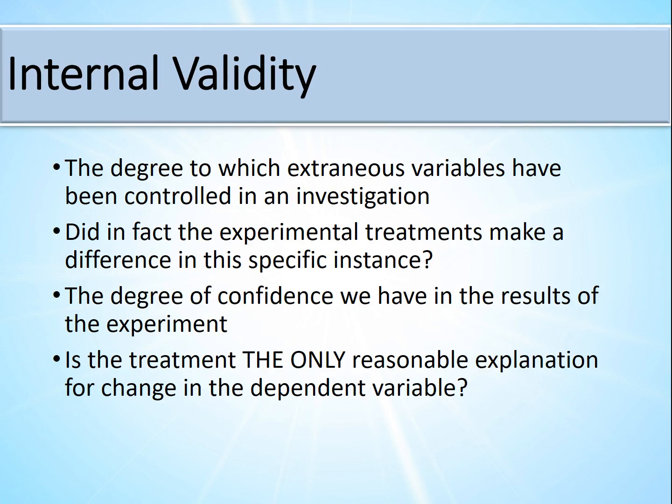Internal validity is the degree to which extraneous variables have been controlled in an investigation. It is the validity of findings with the research study. The technical soundness of a study, particularly concerned with the control of extraneous influences that might affect the outcome. Our concern with internal validity is, did in fact the experimental treatments make a difference in this specific instance? It also refers to the degree of confidence we have in the results of the experiment. In other words, is the treatment the only reasonable explanation for change in the dependent variable?